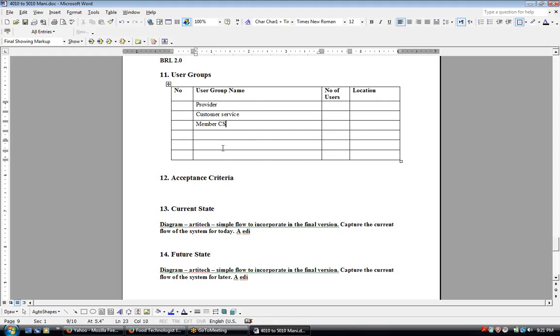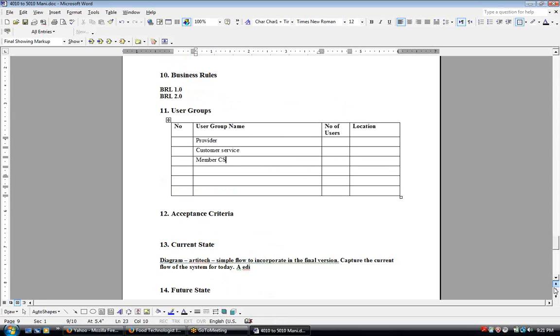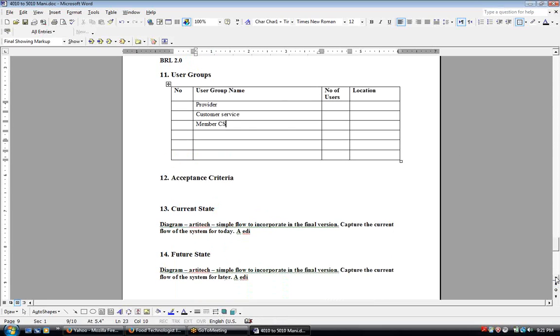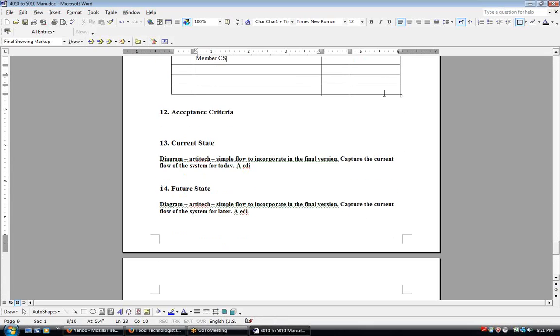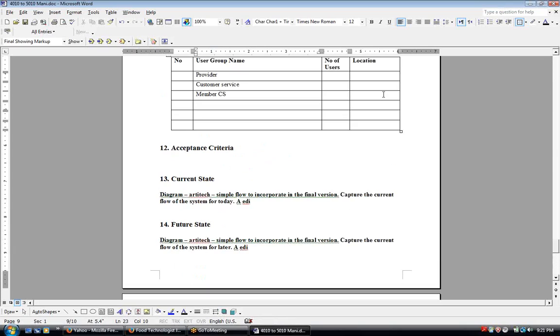So you can identify the number of users getting impacted by that particular user group. Let's say in the provider area you have 50 customer service representatives. They all will be impacted by that. On the other hand, you have member customer service representatives, but there is no impact from that side. Then the member service representatives have no impact even though there is a count. Again, this particular thing is optional, but if you have it, that means you have very detailed information about the project.